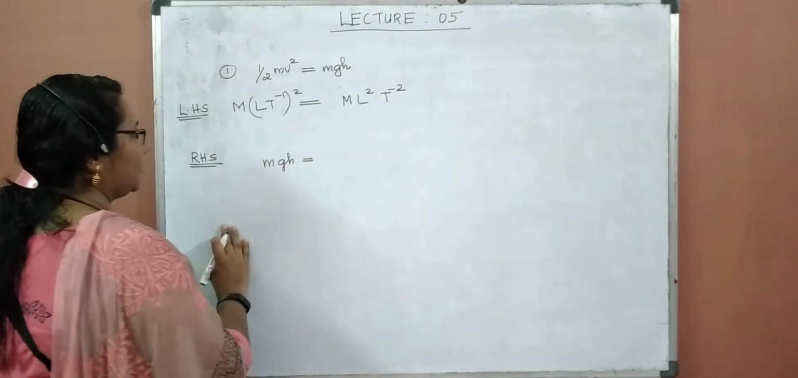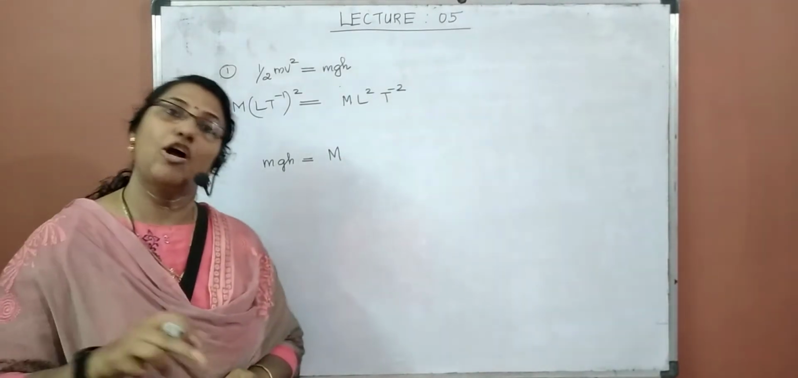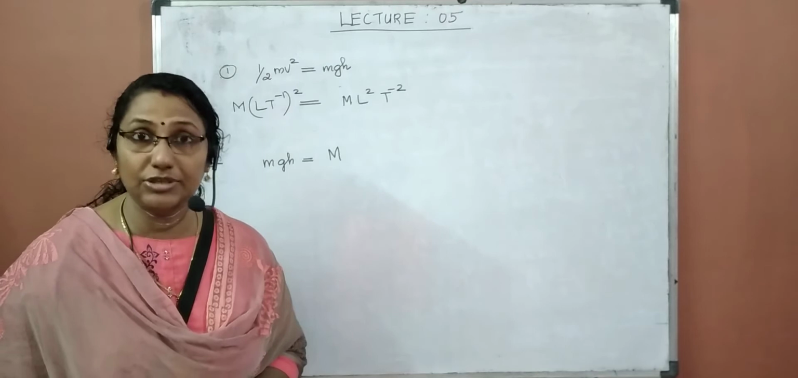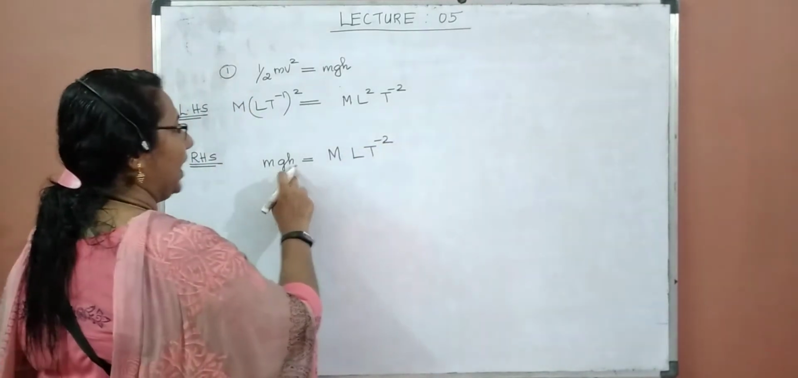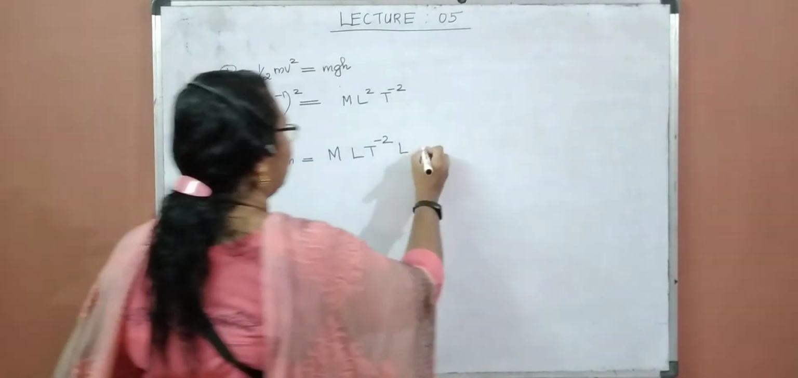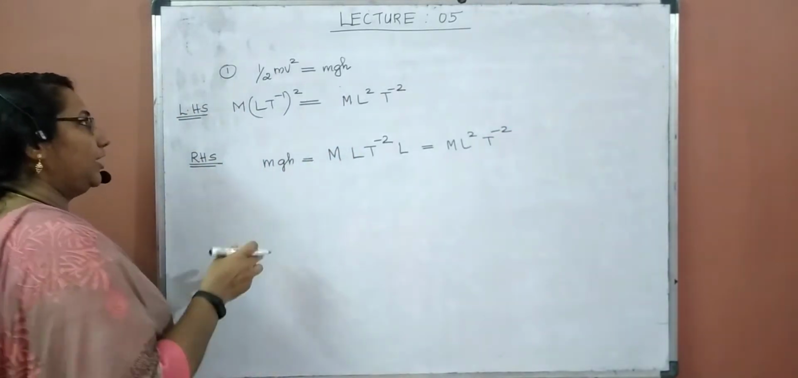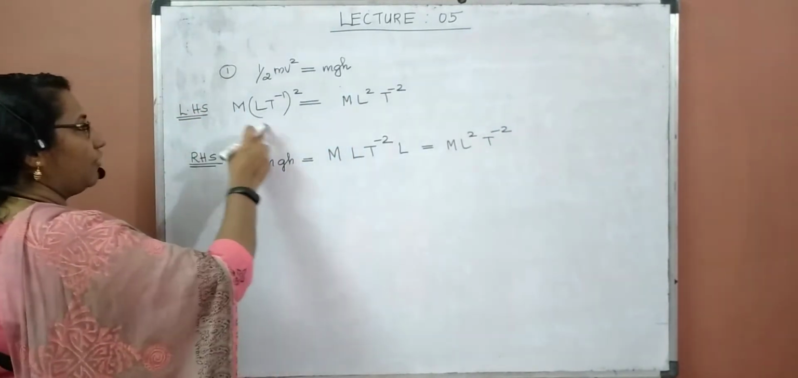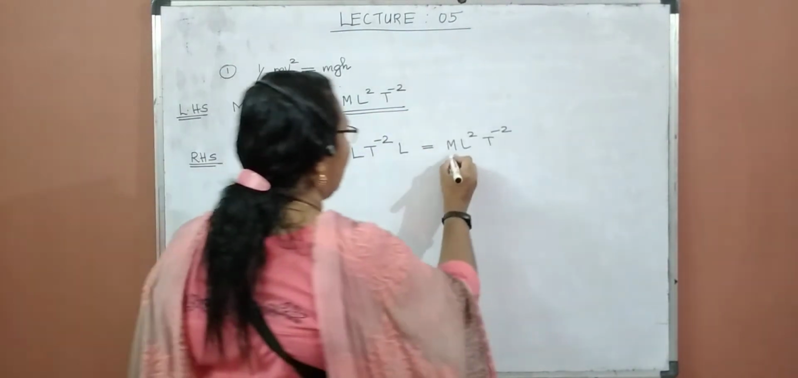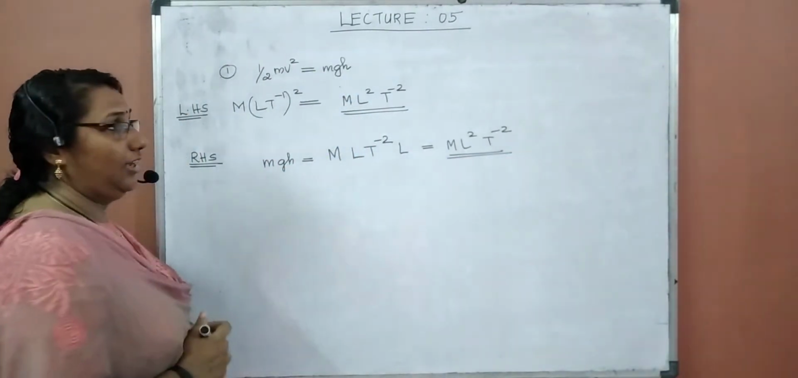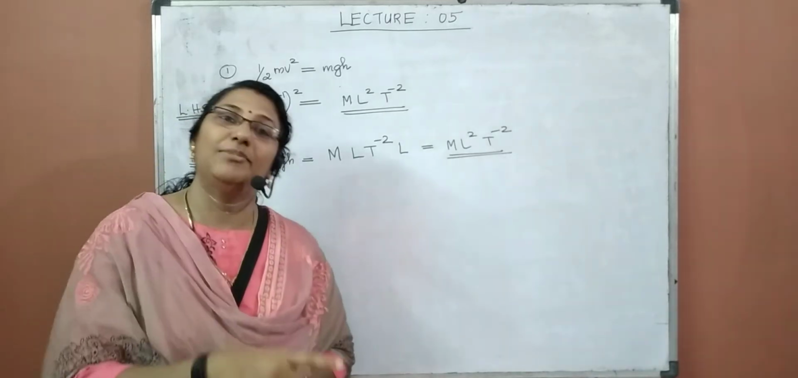mgh. M for mass. G, acceleration due to gravity, is also an acceleration. So what was the dimension of acceleration? L T raised to minus 2. And h is a length, L. So we get M L square T raised to minus 2. The dimension of LHS is M L square T raised to minus 2. The dimension of RHS is M L square T raised to minus 2. It means that the equation given was dimensionally correct.